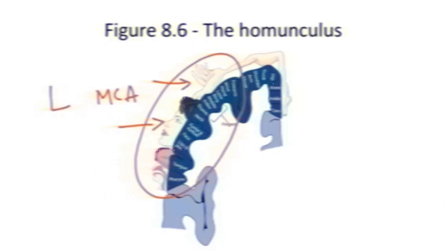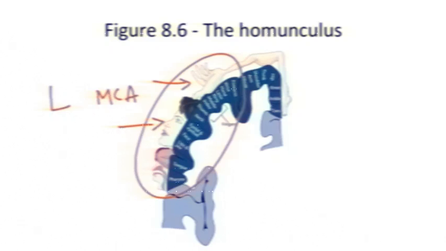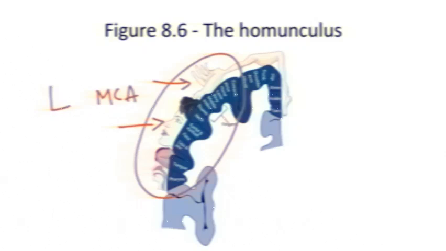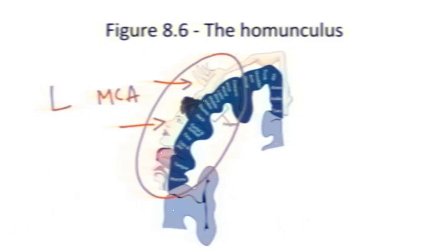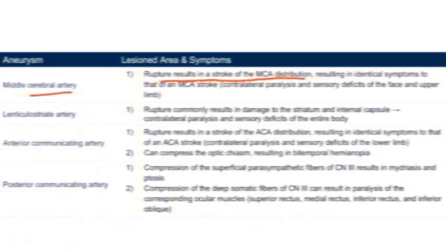Also note from the question stem that the patient had facial paralysis, but that the forehead was spared. This is because a lesion to the cortex would cause paralysis of the inferior aspect of the face, whereas a lesion to the facial nucleus in the pons would cause complete paralysis of the face. We cover this in more detail in section 3, so go review that if you're confused. This is table 8.5, which provides a list of clinically relevant aneurysms and the associated lesioned area and symptoms. From this table, we can see that rupture of an aneurysm in the MCA results in a stroke of the MCA distribution, resulting in identical symptoms to that of an MCA stroke, which is contralateral paralysis and sensory deficits of the face and upper limb.